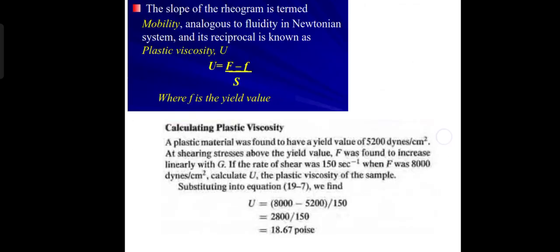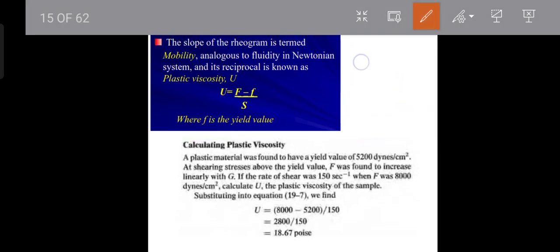Now the slope of the rheogram is termed the mobility and is analogous to the fluidity, because fluidity is the reciprocal of viscosity in the Newtonian system, and the reciprocal of mobility is also known as the plastic viscosity. You have to remember that the rheogram is the curve or graph between shearing stress and rate of shear. Here the slope is the mobility. The plastic viscosity is U equals capital F minus small f divided by G, where small f is the yield value. This is for the plastic.